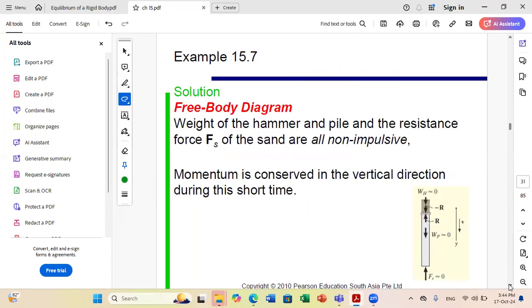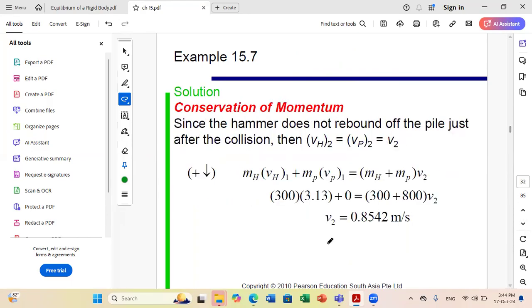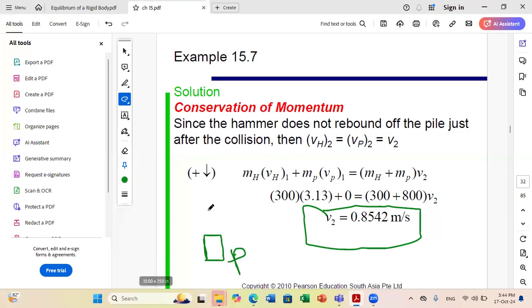Now, as we apply conservation of linear momentum, we can find the final velocity. This is the first step. Now we are ready to find the impulse between the hammer and the pile. So we can take the pile as a system. If you take the pile as a system, you can write the following equation. You have the impulse of the hammer on the pile. So this is impulse of H on P.